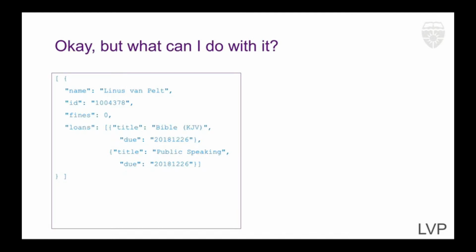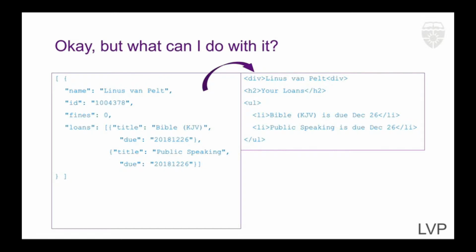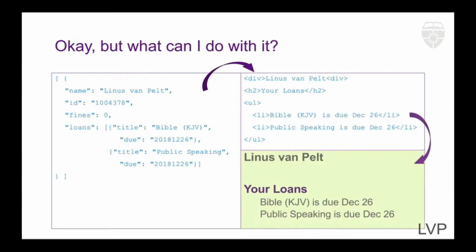So what do we do with it? Well, let's go back to the patron record. Let's just request one patron record. So now we're just going to look at Linus. Well, you can take that, use some sort of scripting, PHP, Python, whatnot. You can put it into HTML code. And then once you've got it in HTML code, you put it on the web page.